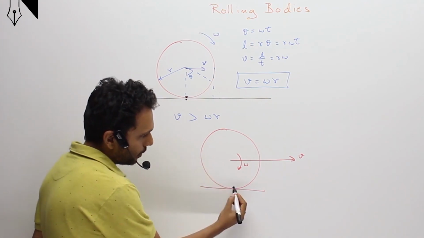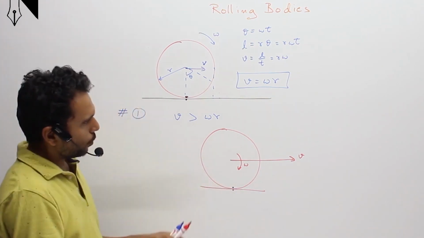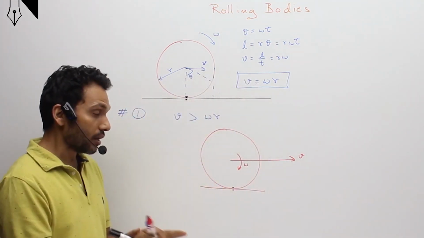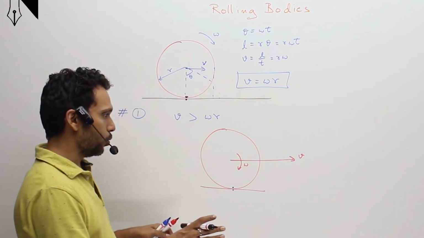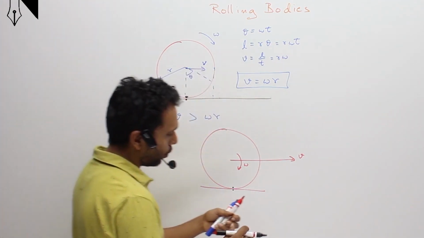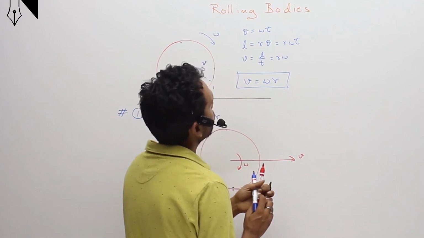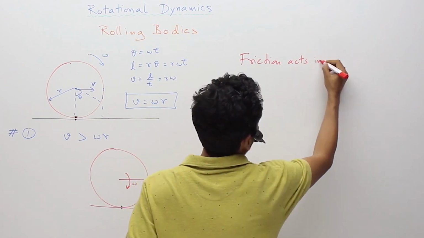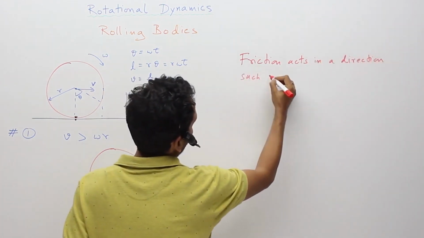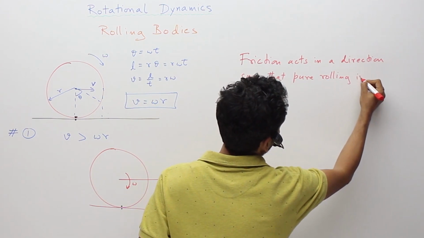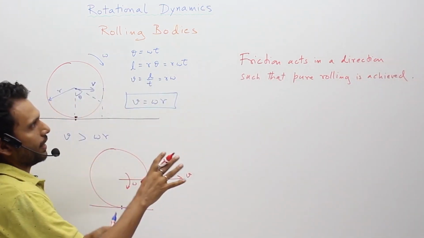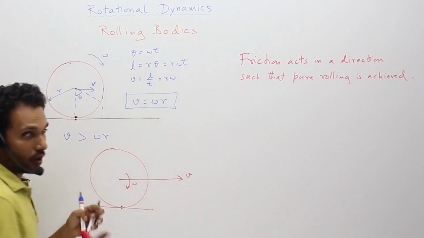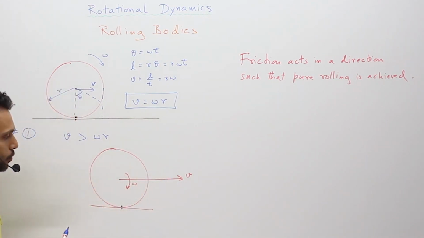Here, either this point is going forward or back. You can invest some time and think where it is going, but I will not ask you to do that. I will rather ask you to imagine this way, that the job of friction is to bring about pure rolling. Friction acts in a direction such that pure rolling is achieved. That's the big takeaway of this section which I am going to discuss with you.